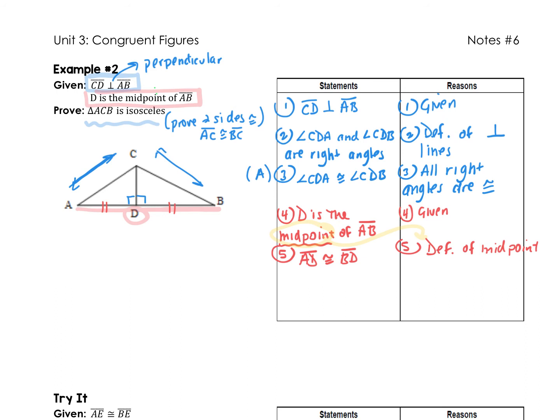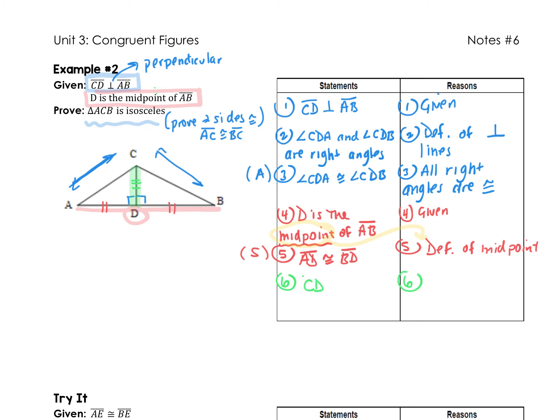Okay, that gives us a pair of sides that are congruent. So we've got a pair of angles, we've got a pair of sides. We're out of given information. Don't worry, we have something in our picture that's shared. So the two triangles share that segment, CD, so mark it congruent to itself, and we're going to get that into line 6.